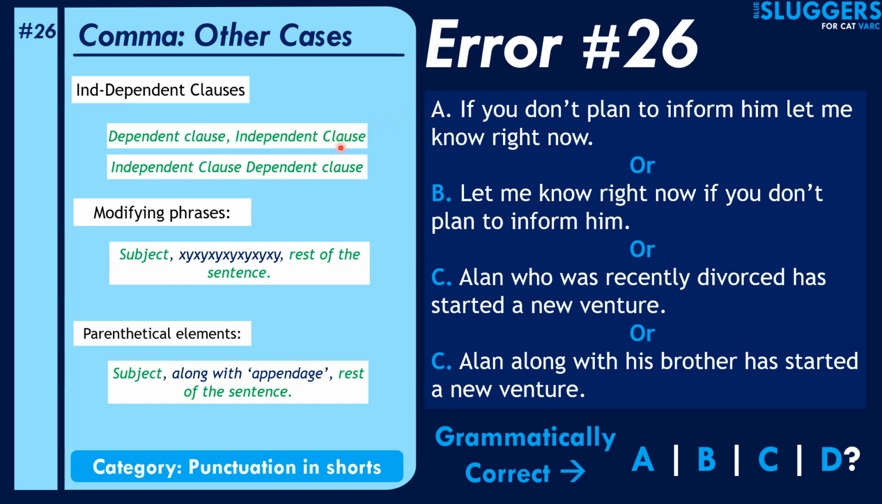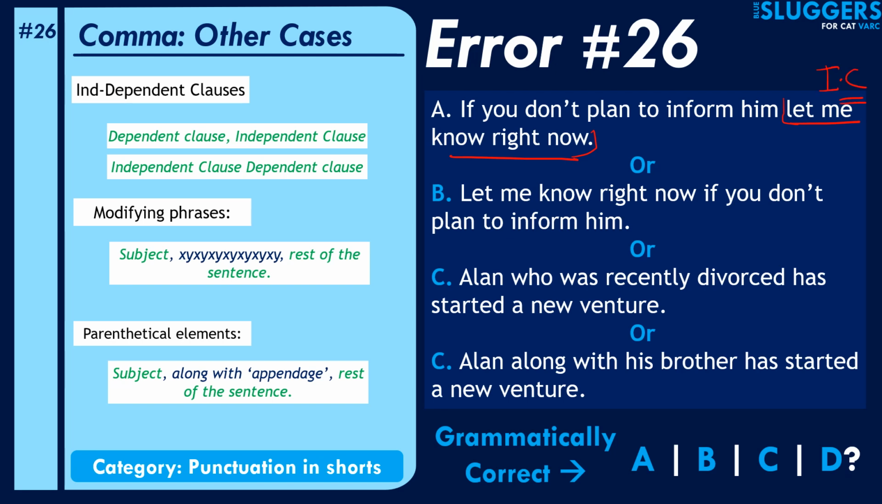Let me also repeat what an independent clause is first. An independent clause is essentially any part of the sentence or expression which, if taken apart from the main sentence and checked in isolation, would still seem meaningful. For example, look at this part of the sentence. It says, let me know right now. If you take this part apart from the main sentence and look at it in isolation, it will still make sense. So this is an example of an independent clause.